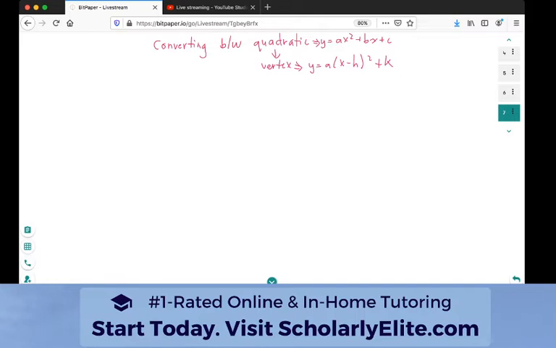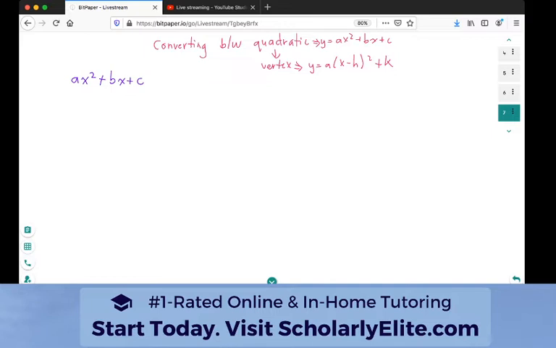So one thing I want you guys to understand, first and foremost, is that when we're talking about converting from quadratic to vertex, whatever we start with, we want to make sure that all of this stuff is moved to one side of the equation. So again, I want to make sure that it is in the format of ax squared plus bx plus c when I start, okay?